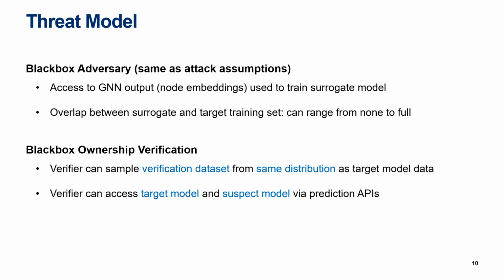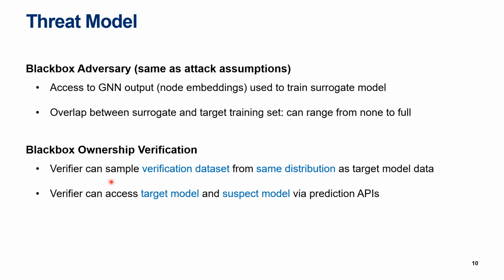In terms of the threat model, for the adversary we use the same attack assumptions as the original paper, i.e. that the adversary has access to the GNN output, i.e. the node embeddings used to train the surrogate model, and as far as the surrogate and target models' training dataset is concerned, the overlap between the datasets may range from none to full. However, for our experimentations we only focus on full overlap because that is the most difficult case to solve. For our ownership verification scheme, we also keep it black box.